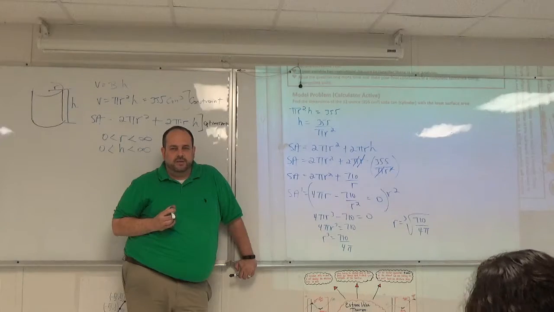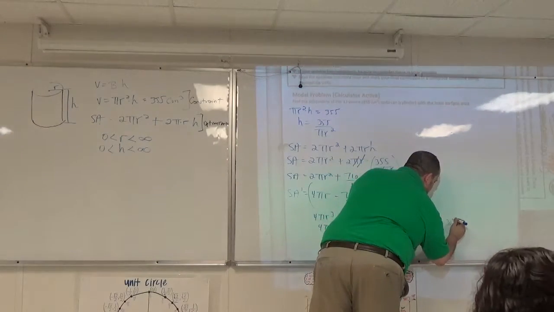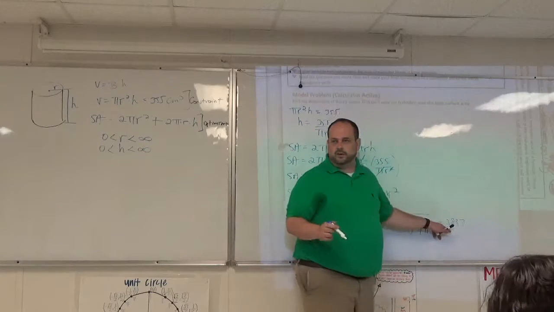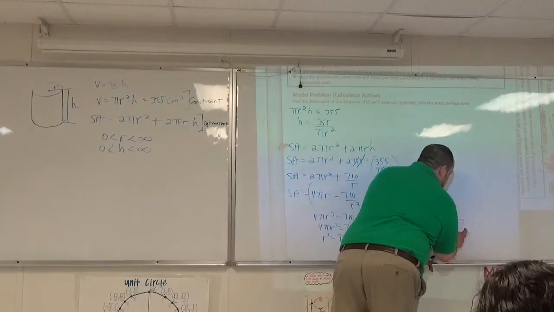Cubed root is 710 over 4 pi. 3.837. Can I get somebody to confirm that? 3.837. Okay. Yep. Carmen, 3.837. Ali's got 3.837. Units over here?